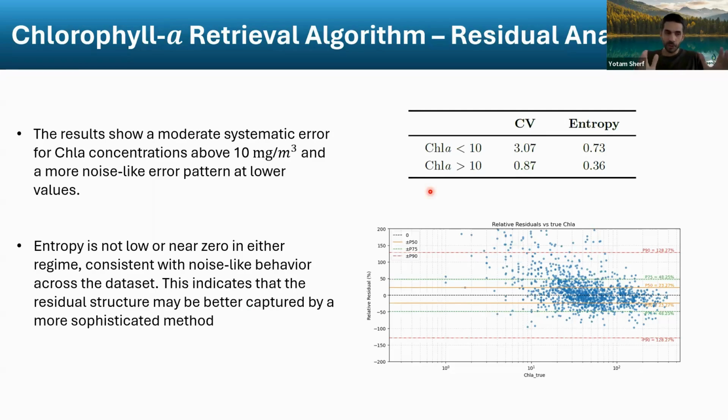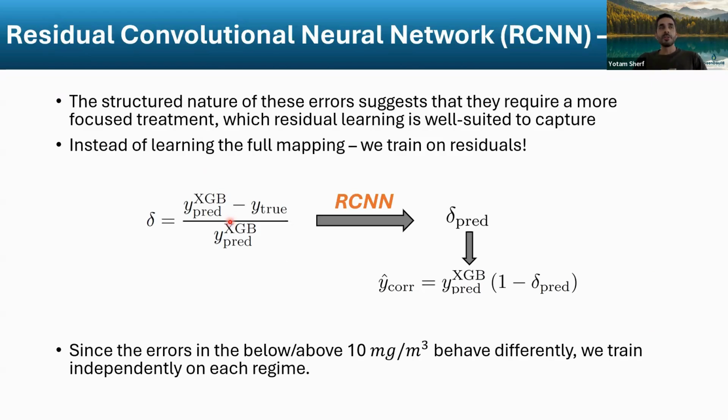We have some structure error in the data that we might capture by a more sophisticated method. So the conclusion from this result is that the residual analysis tells us that you have an error that is structured in the data, and it is possible to capture it by some intricate method. For this, we use the residual convolutional neural network. This is the third stage.